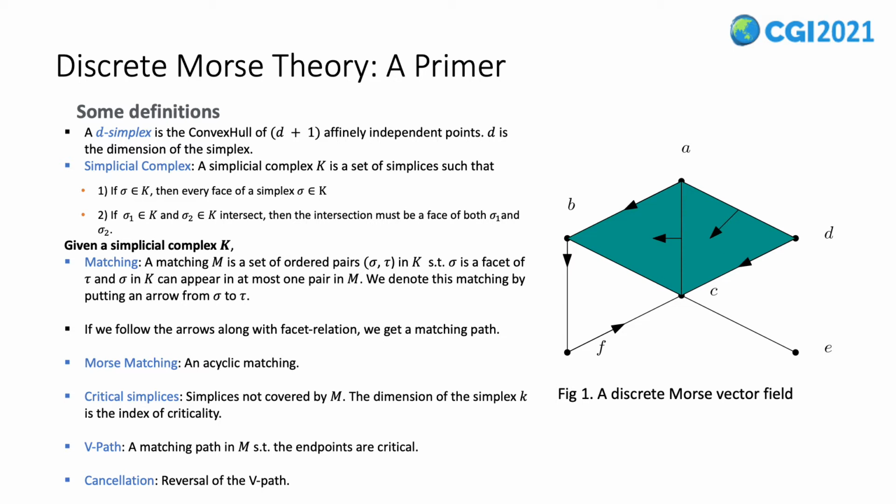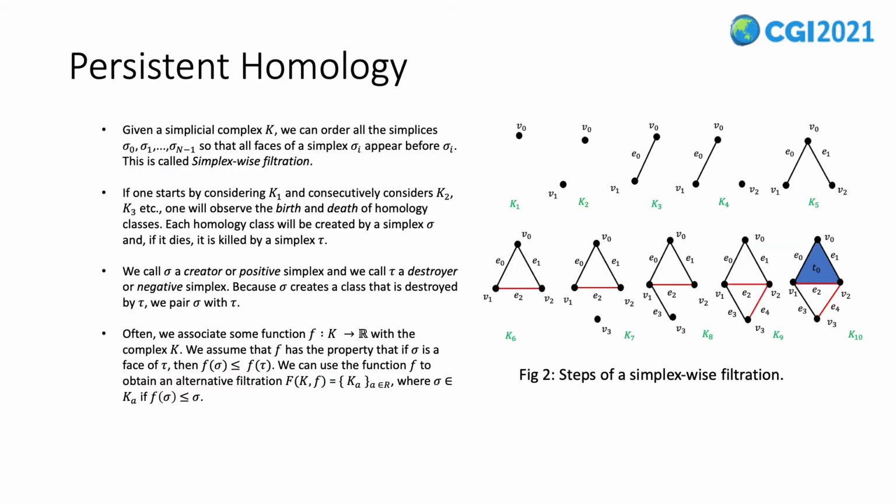And there's another operation called the cancellation operation. I will discuss it in my next slide. Now we describe persistent homology shortly. Given a simplicial complex K, we can order all the simplices sigma 0, sigma 1, up to sigma n minus 1, so that all faces of simplex sigma i appear before sigma i. This is called a simplex-wise filtration.